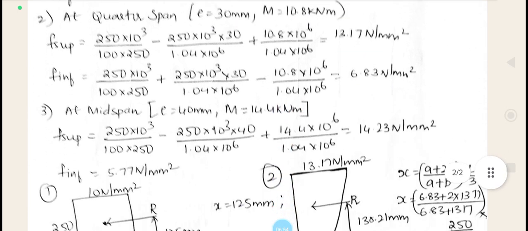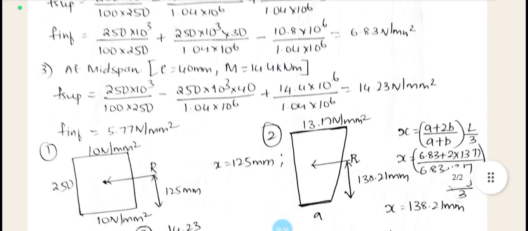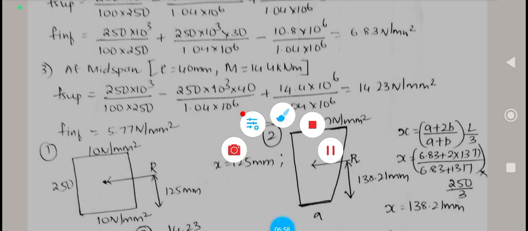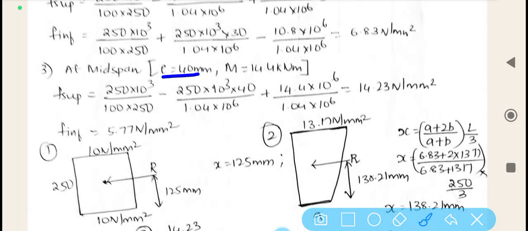And next, lastly, we are trying to calculate it at the mid span section. For the mid span section, what is the eccentricity? It is 40 mm. What is the moment? 14.4. See, here I have taken mg plus mq combinedly. We are taking it combinedly.